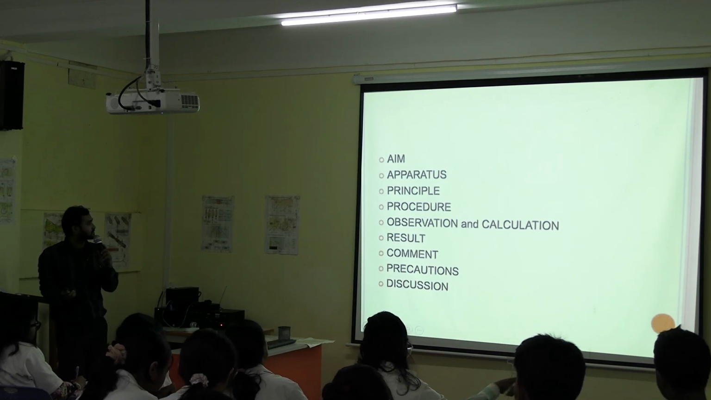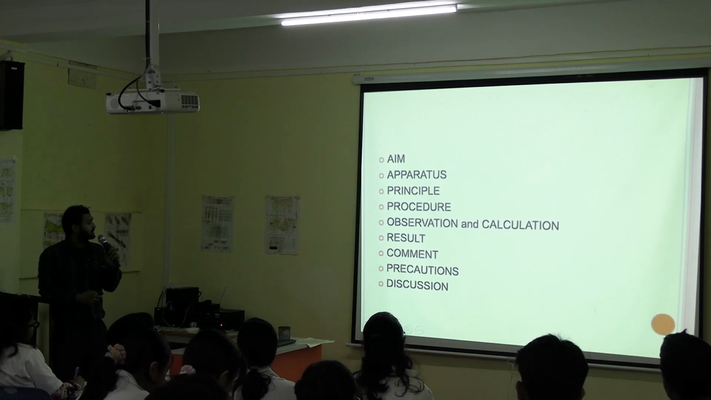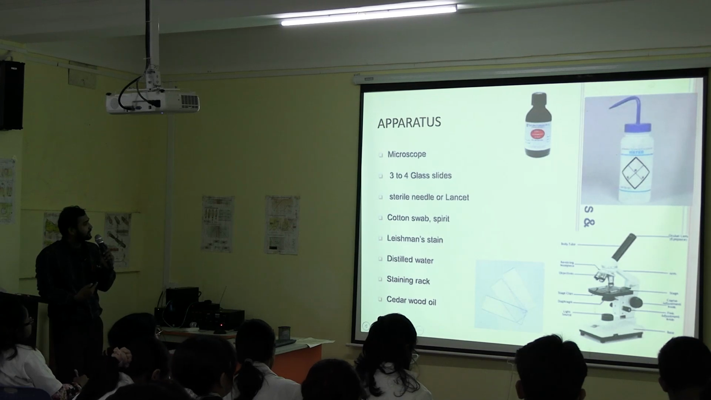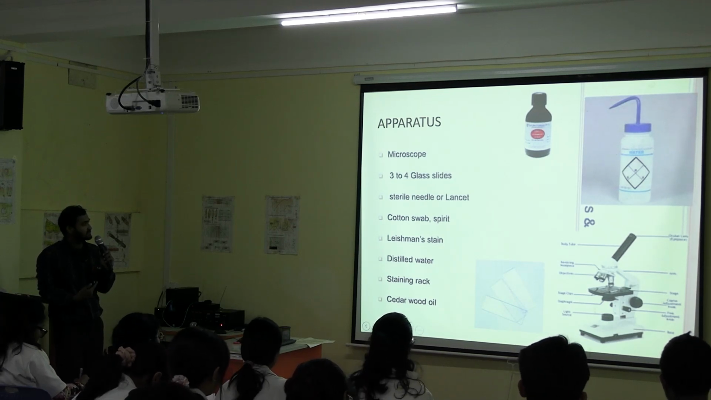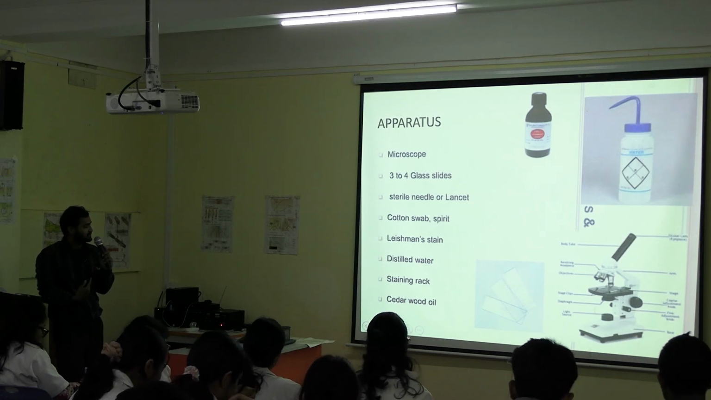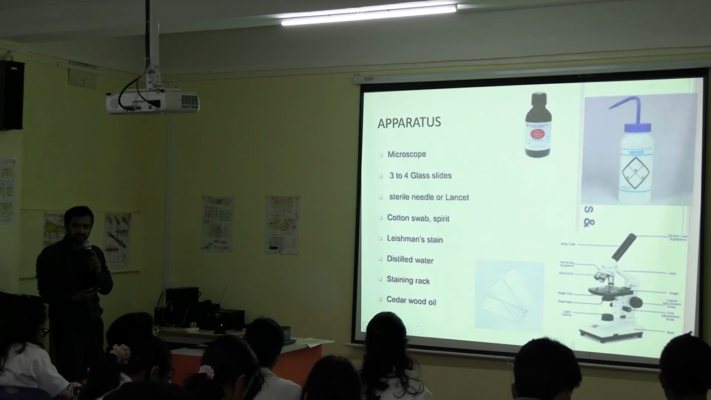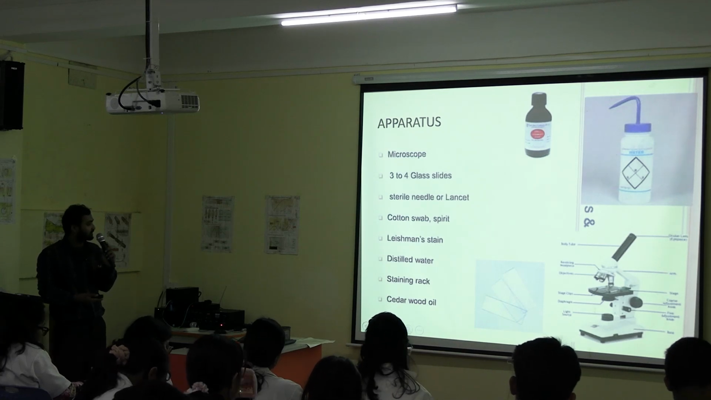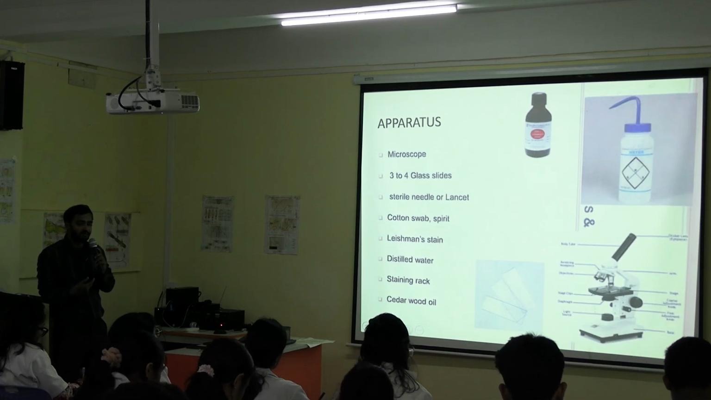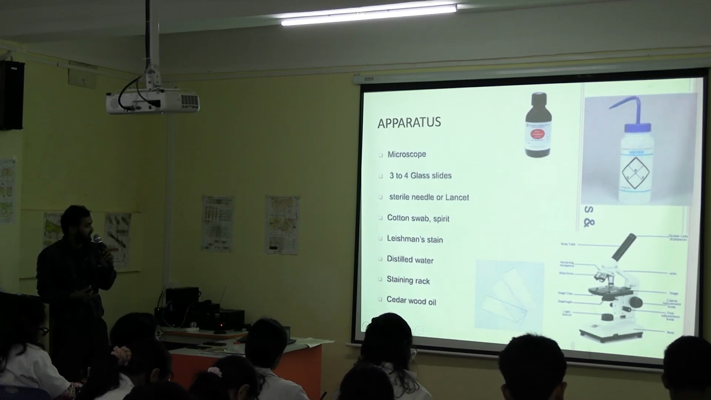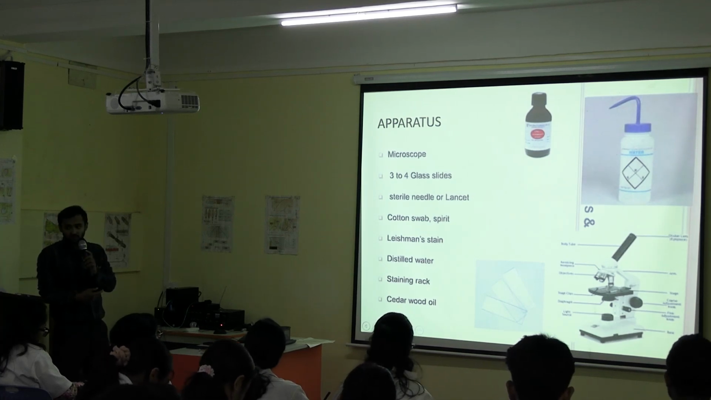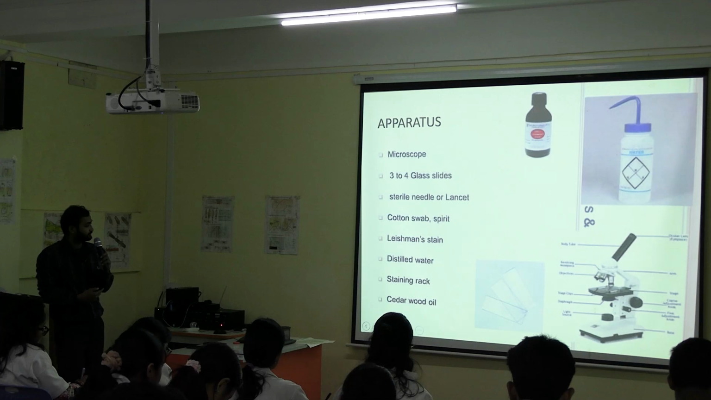Okay, so what are the apparatus we'll be needing here? So we need a microscope, 3 to 4 glass slides, then a sterile needle or lancet, a cotton swab, spirit, the Leishman stain. So here we'll be using Leishman stain for staining the differential count. Okay, then distilled water, then a staining rack where you will be keeping it after doing the staining, and then the oil. This is cedar wood oil. We are using here cedar wood oil.